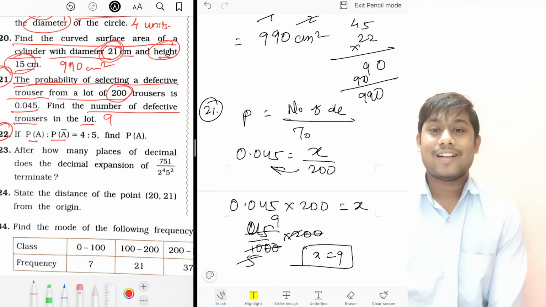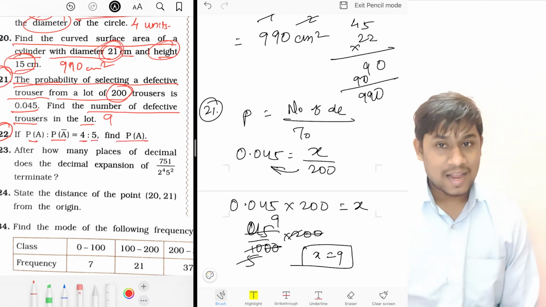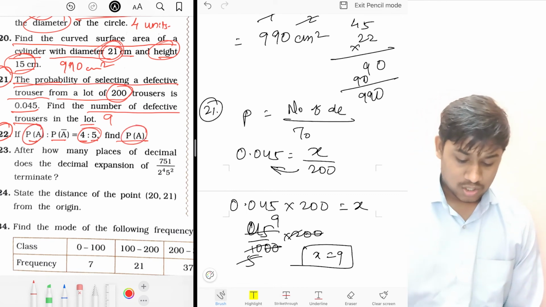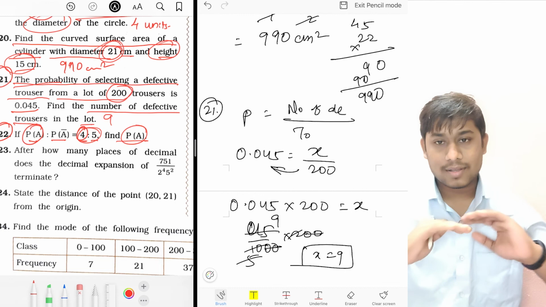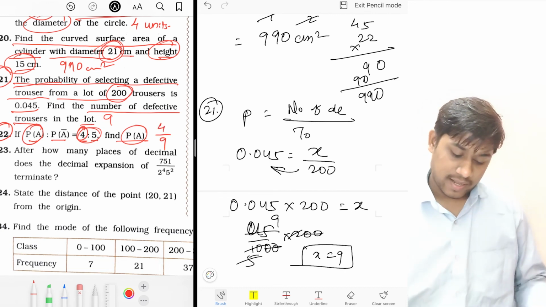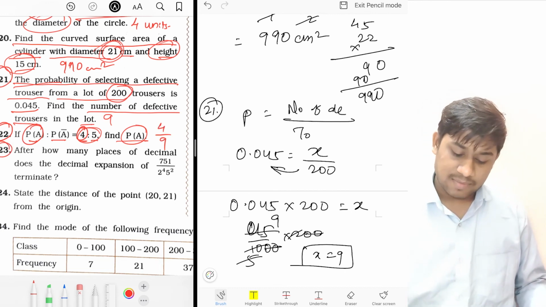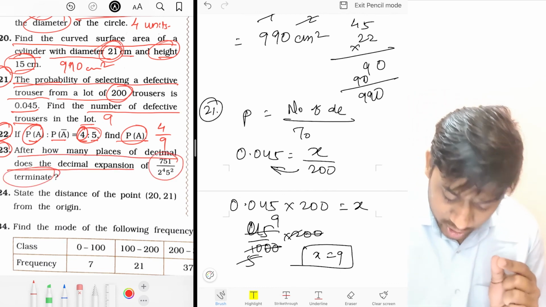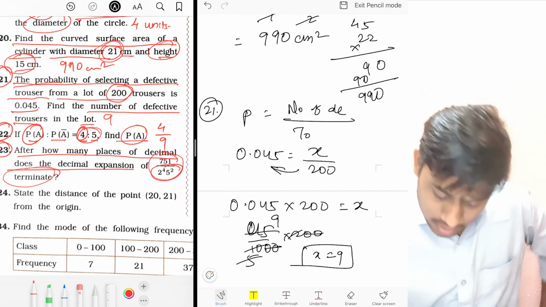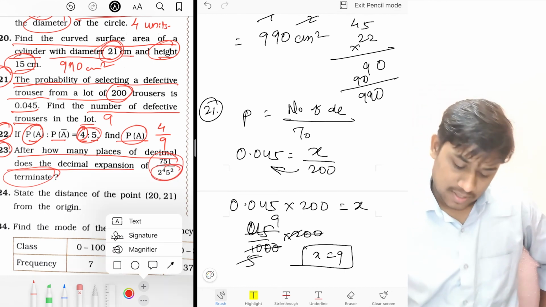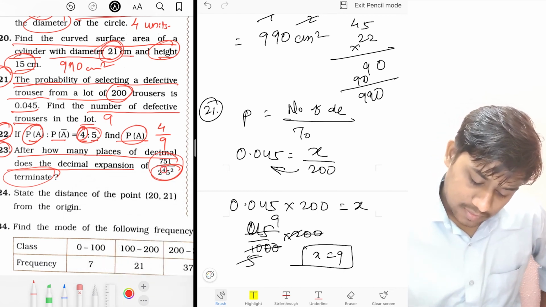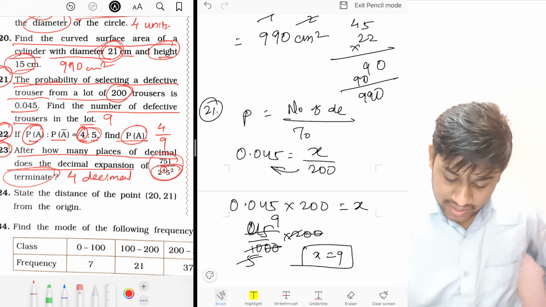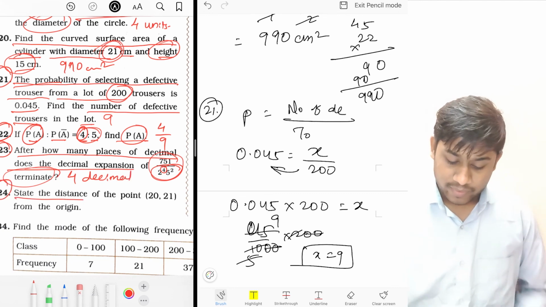Now this question number 22. If P of A not is 4:5, find P of A. Game. 4 plus 5 is 9, and he is asking P of A, and P of A as we have 4 parts out of 9, so our answer is 4 by 9. That's it. Easy. Next question number 23. After how many places of decimal does the decimal expansion terminate? After how many places, right? You need to just check the denominator's highest power. Highest power is 4, so it means it is going to terminate after 4 decimal places. Very easy. Question number 24.